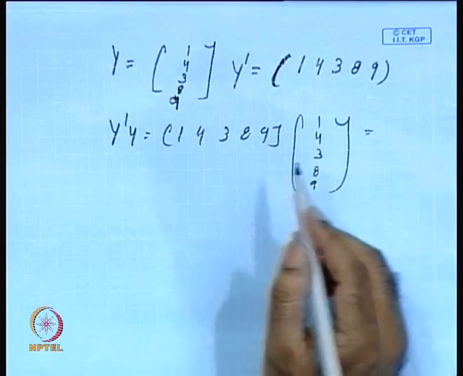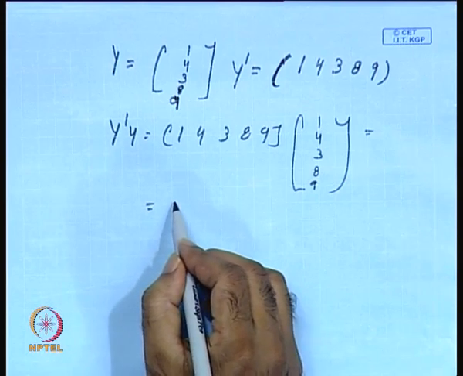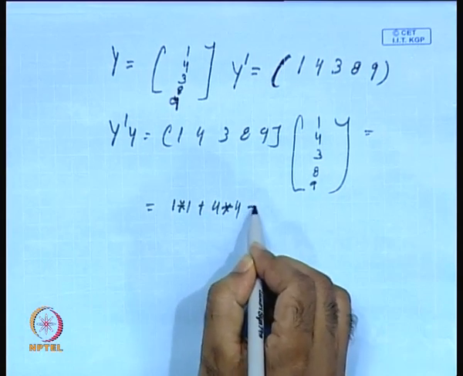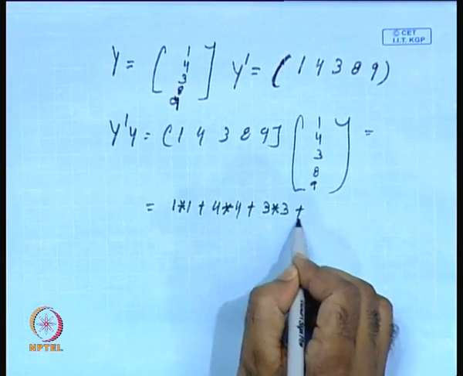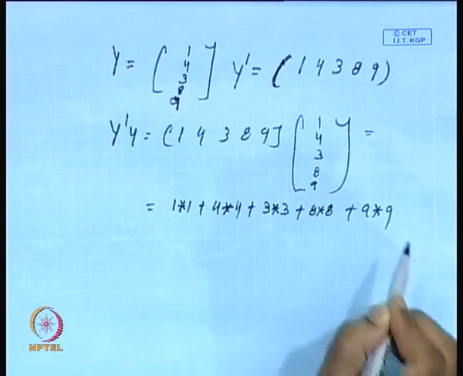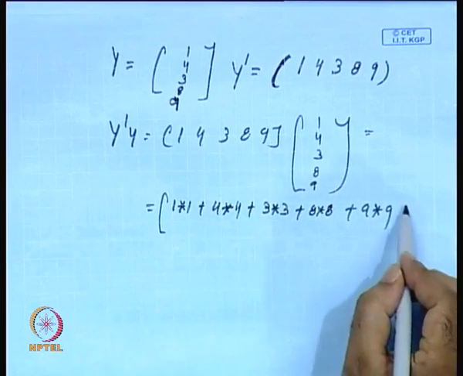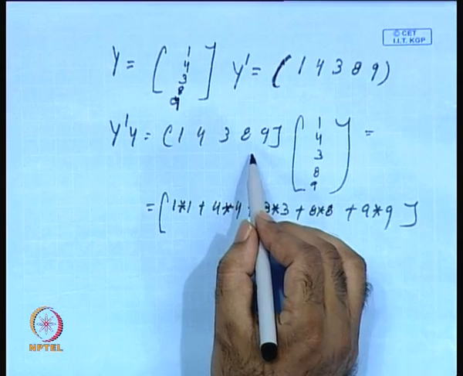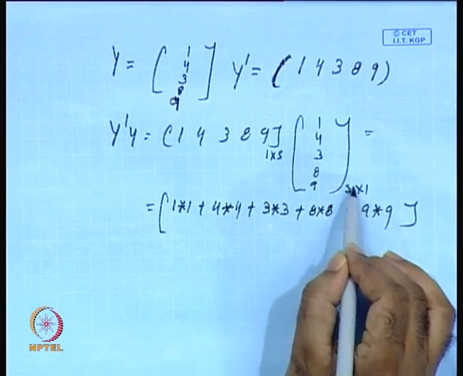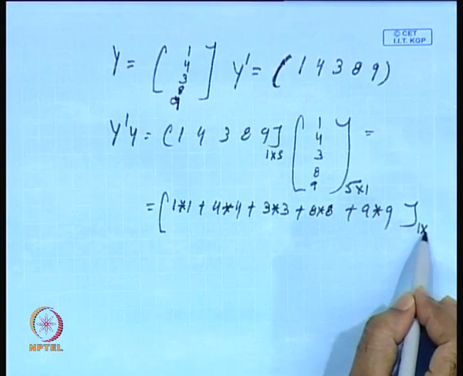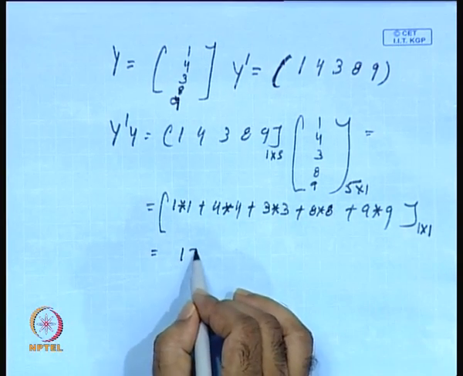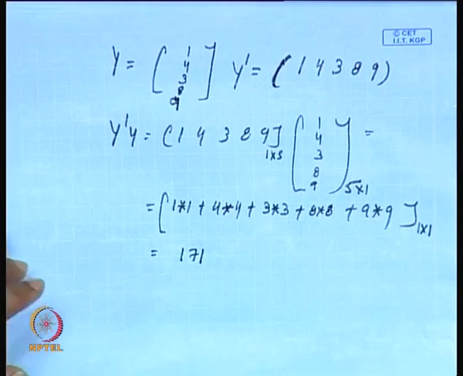So this will be equal to 1 into 1 plus 4 into 4 plus 3 into 3 plus 8 into 8 plus 9 into 9. This is 1 cross 5 and this is 5 cross 1, so the matrix order we receive is 1 cross 1 only. If you simplify, this is nothing but 171. So summation y square equals 171.